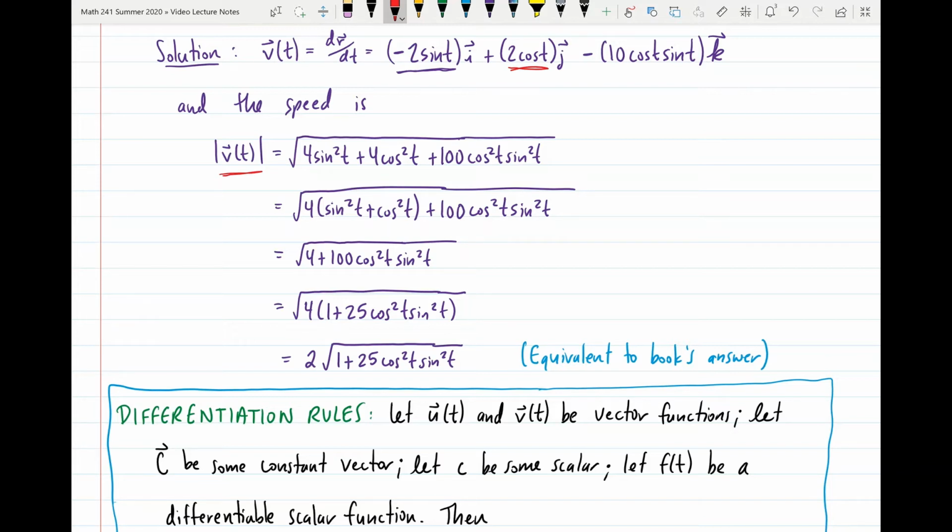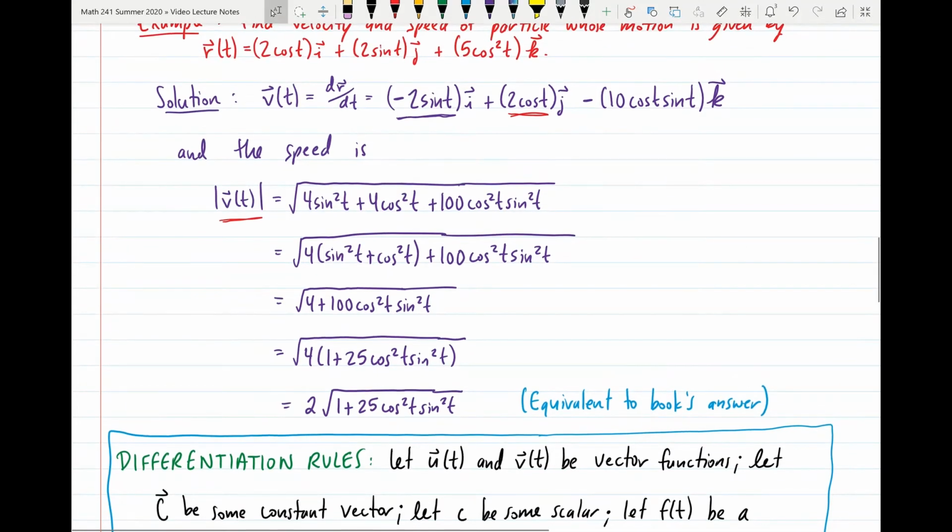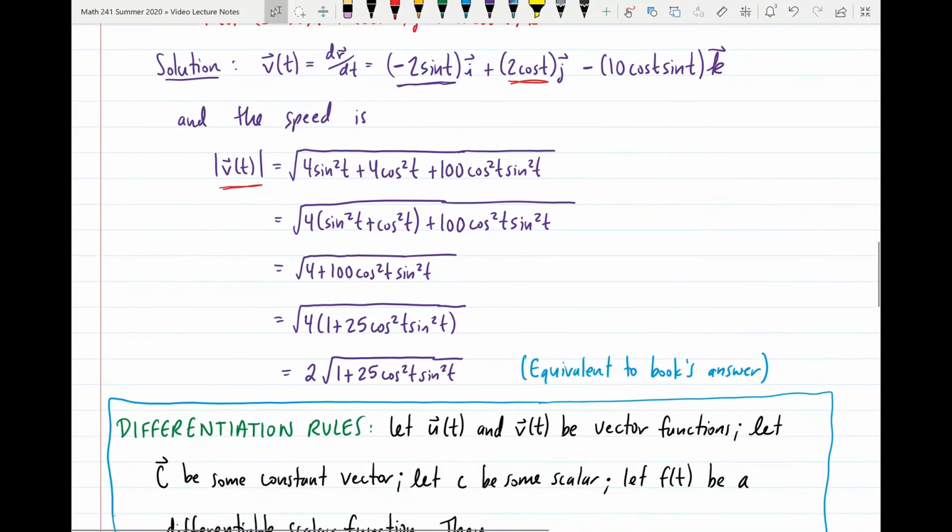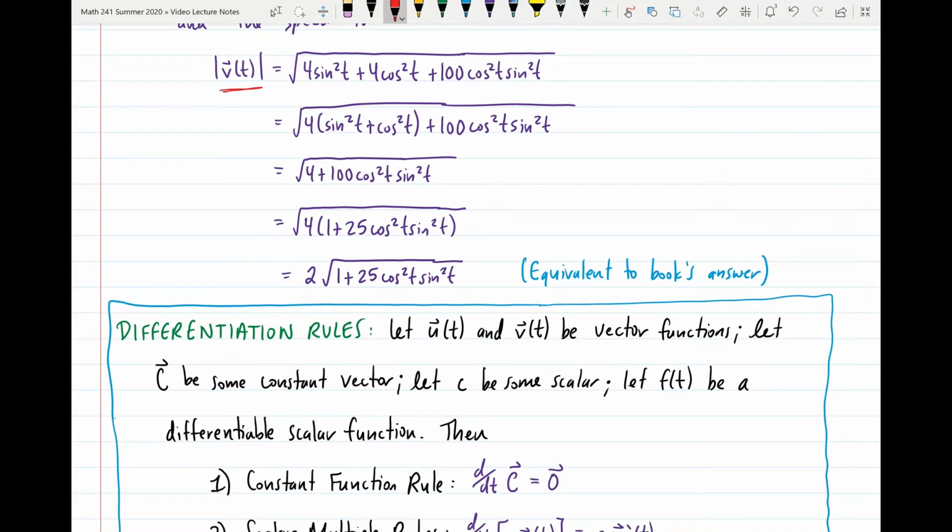So again, speed is defined to be the magnitude of the velocity vector at t. So we take the velocity vector that we just found and we calculate the magnitude by squaring each of the components and then taking the square root of their sum. And we do some algebra here, but eventually we get down to this answer here. So the function for speed in terms of t could be given by 2 times the square root of 1 plus 25 times cosine squared of t times sine squared of t.